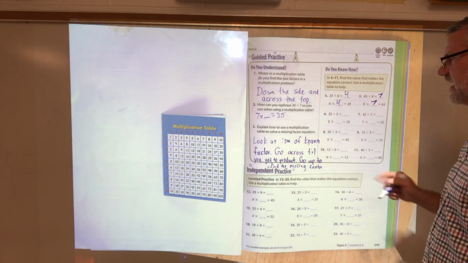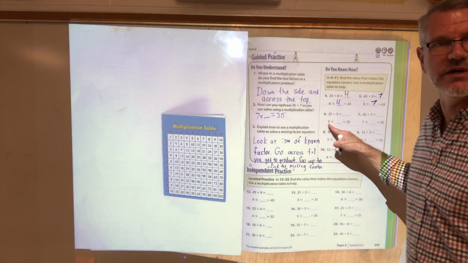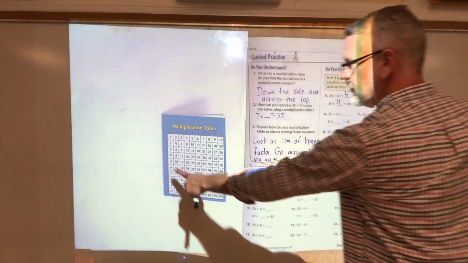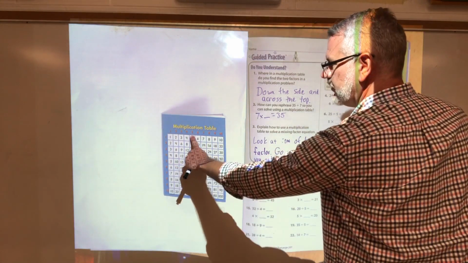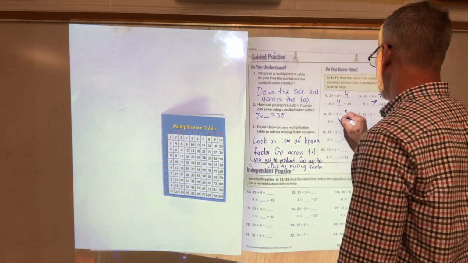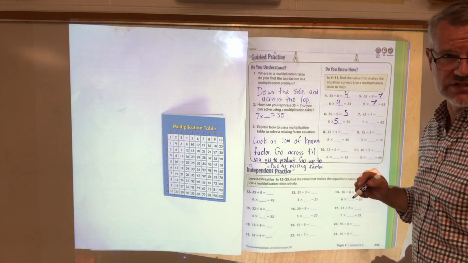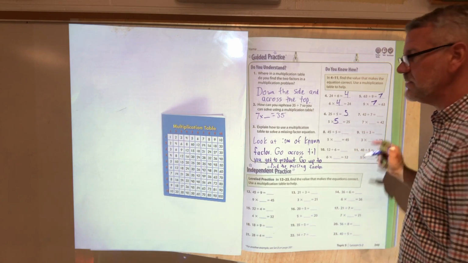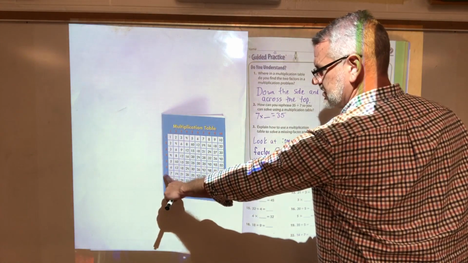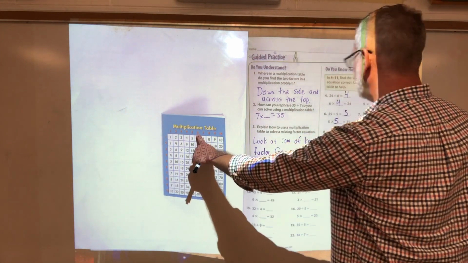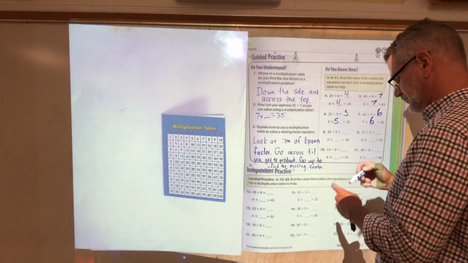25 divided by 5, the missing factor equation is 5 times blank. We go to the 5's, to the 25 and go up, and we hit 5. 42 divided by 7 is the same. We use the missing factor equation 7 times blank equals 42. Here's the 7's. Go to the 42 and go up, and we get a 6.